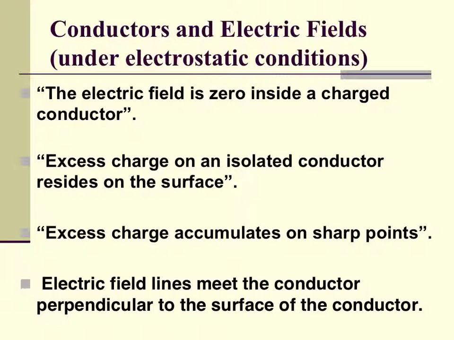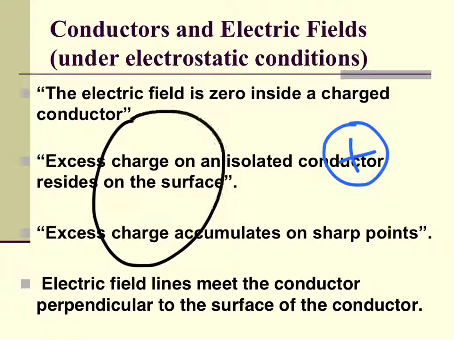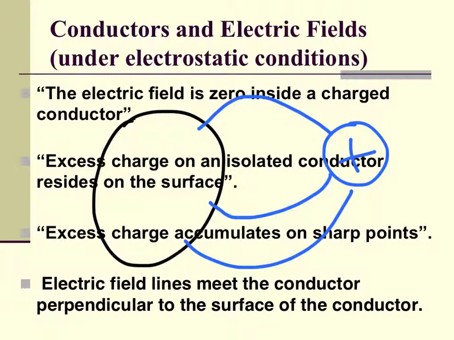And electric field lines are going to meet the conductor perpendicular to the surface of the conductor. So if I had a positive charge over here, and then I had some type of metal thing over here, and if I was to look at the field lines, they would simply come into this. They would be perpendicular wherever they come in to that. And of course, if that's a metal sphere, they're going to reside on the surface of the sphere. Nothing gets inside that sphere.